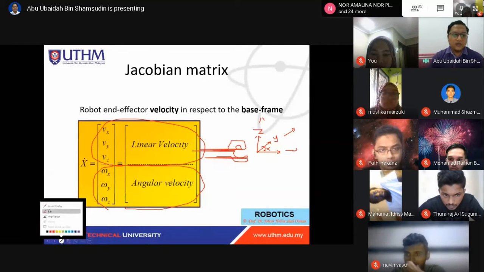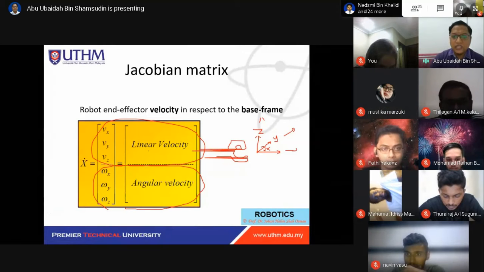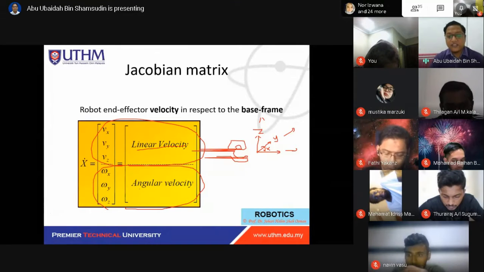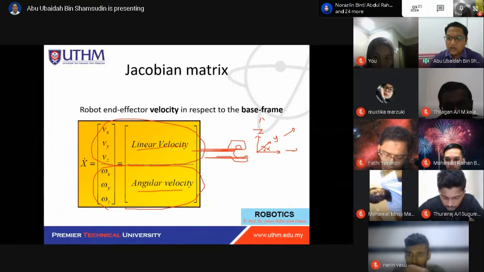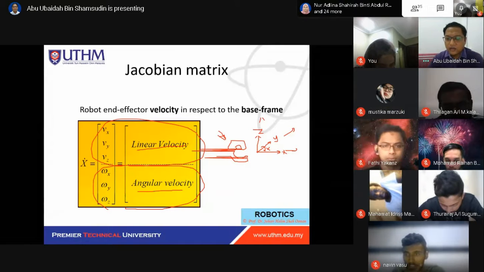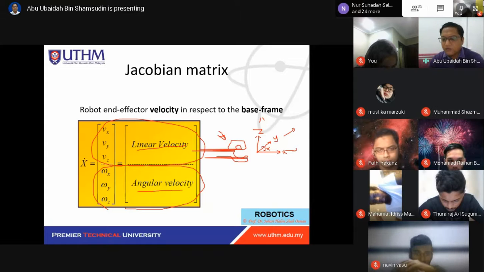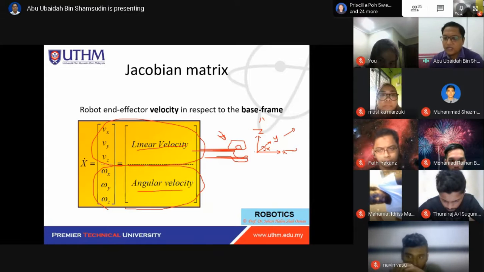Okay, so our robot arm have two velocity, which is the linear velocity and the angular velocity. Okay, so linear velocity is the z, y, and x. Okay, so let's say this is my robot end effector, or you can call it gripper. Okay, so we want to find the velocity of this gripper in terms of x movement, y movement, and z movement. Okay, this is called the linear velocity.